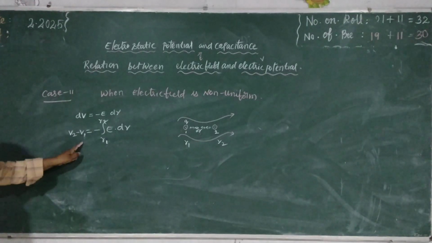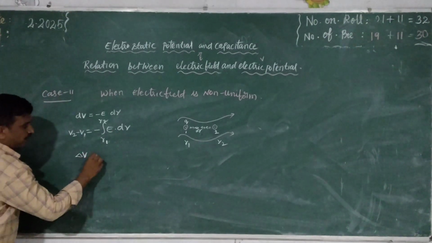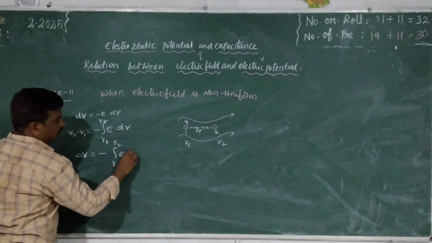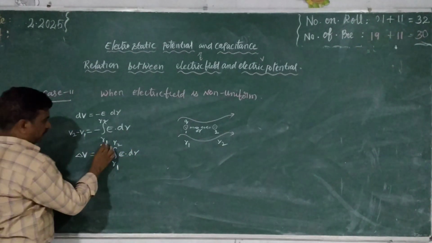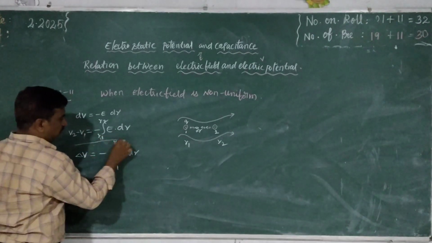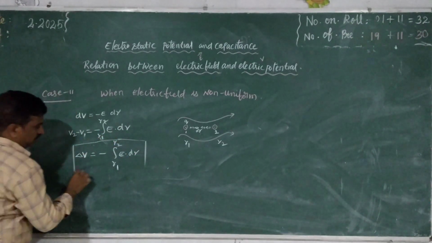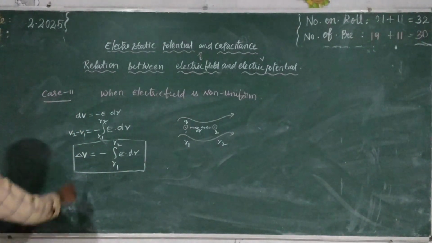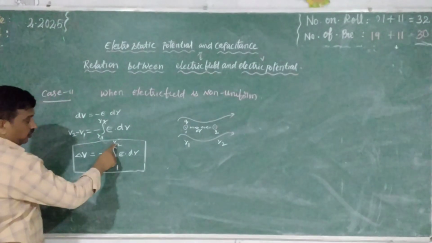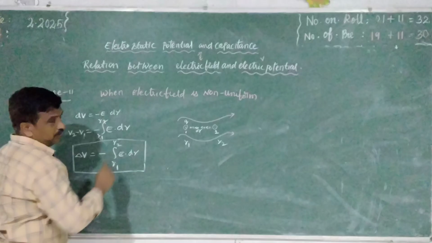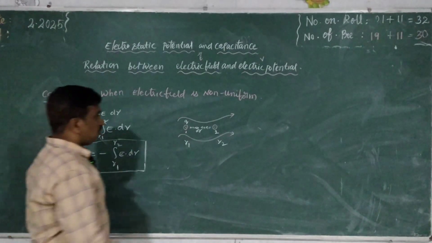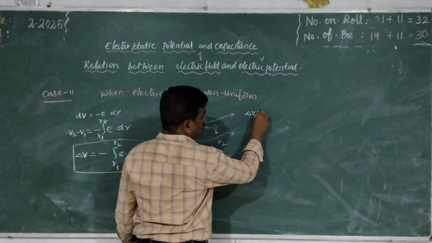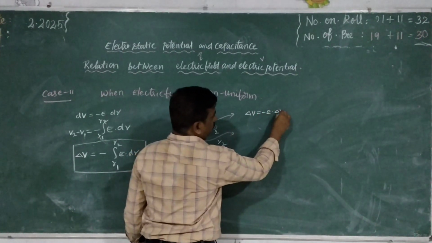See, V2 minus V1 means delta V. Delta V equals minus the integral from R1 to R2 of E dot dr. It is used to find the electric potential in a non-uniform electric field. Here we have three relations for electric potential and electric field. The first one: delta V equals minus E dot delta R, one relation.